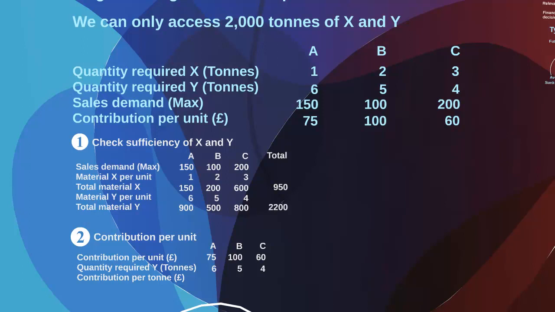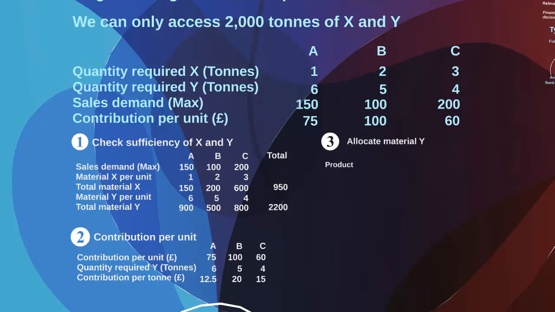So now we need to work out the contribution per ton, which we easily do by dividing the contribution per unit by the quantity required. Now for A, that gives us £12.50. For B, that gives us £20. And for C, that gives us £15. So we now have a contribution per ton. We can now rank and score our products.